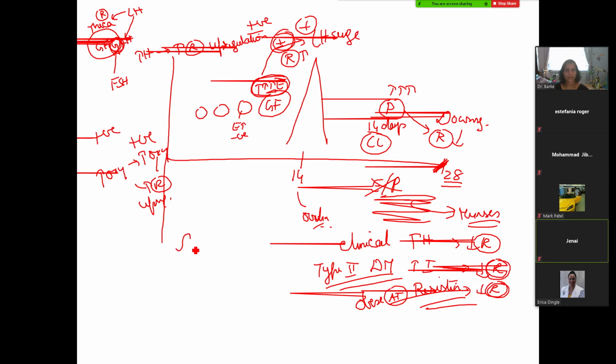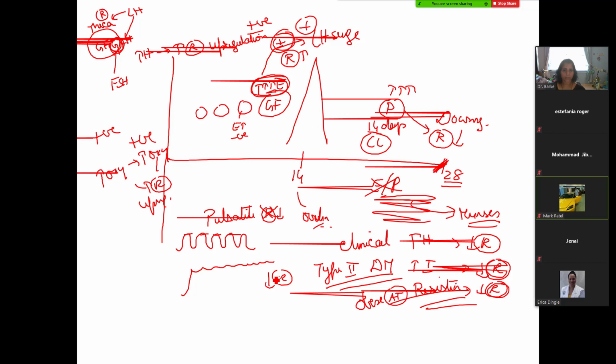If a hormone is secreted like this, what do you call it? Pulsatile secretion. Pulsatile means the hormone is not high for a long duration. So pulsatile hormones cannot downregulate the receptors. So what's the criteria for downregulation? The hormones should be persistently high to cause downregulation. Okay? So these are some of the examples.